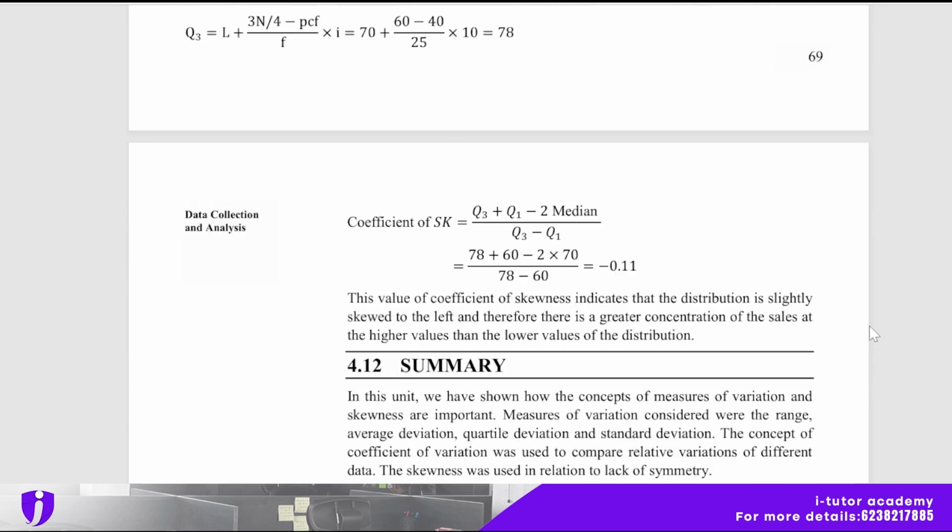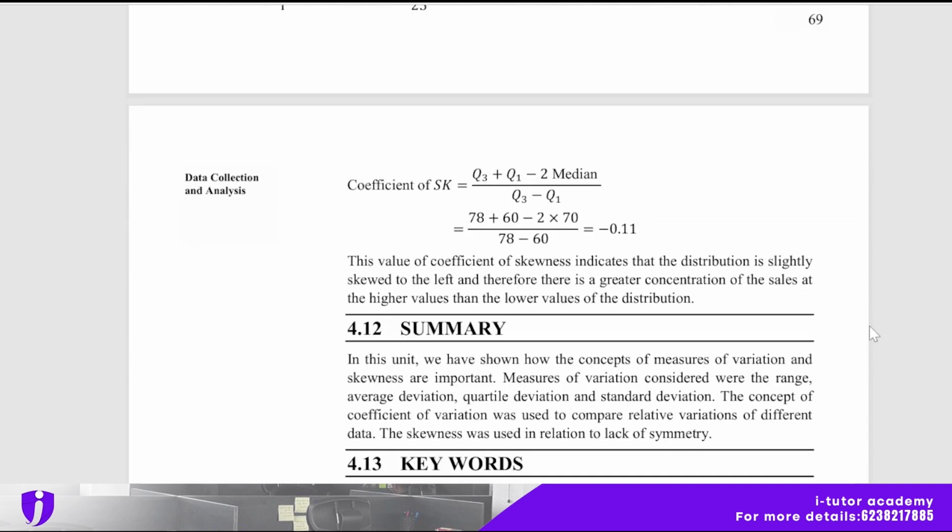The summary of this chapter is, in this unit we have shown how the concepts of measures of variation and skewness are important. Measures of variation considered were the range, average deviation, quartile deviation and standard deviation. The concept of coefficient of variation was used to compare relative variation of different data. Skewness was used in relation to lack of symmetry.